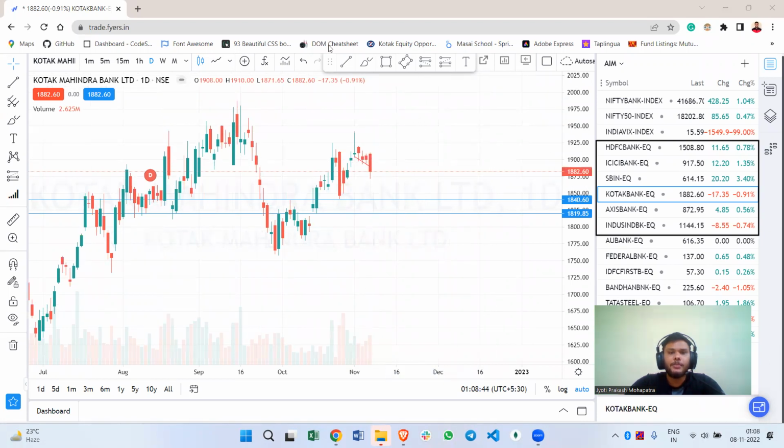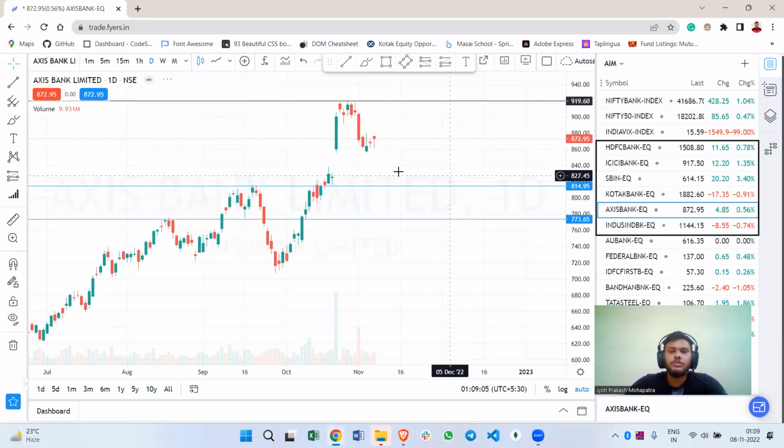And if it opens gap up and sustains above 1890 or 1895, then you can expect some buying pressure here, and your target will be 1900 first, and second target you can set to 1910. But for now, Kotak Bank looks more negative to me if it opens flat and goes down. But if it opens gap up, then we're going to wait and trade according to the market trend.